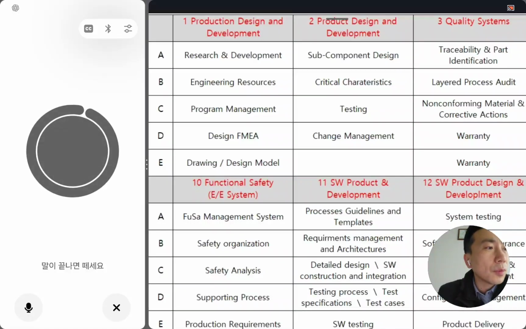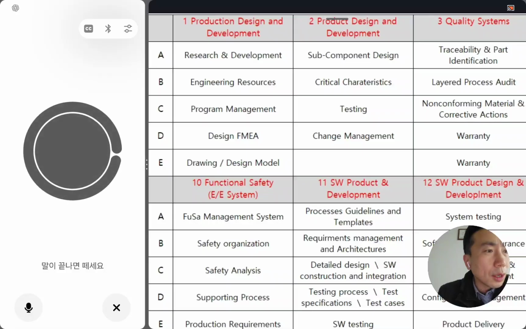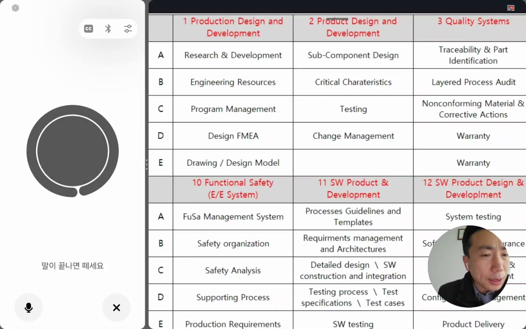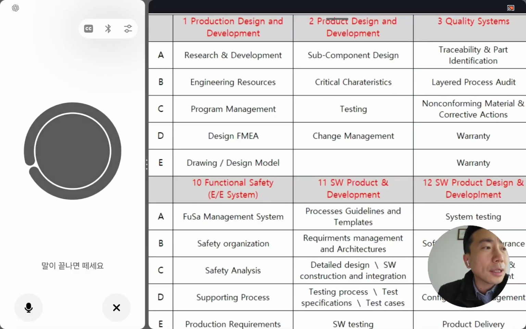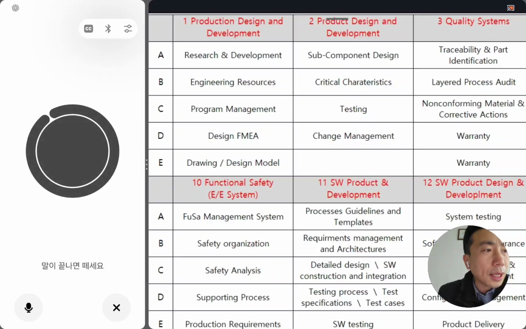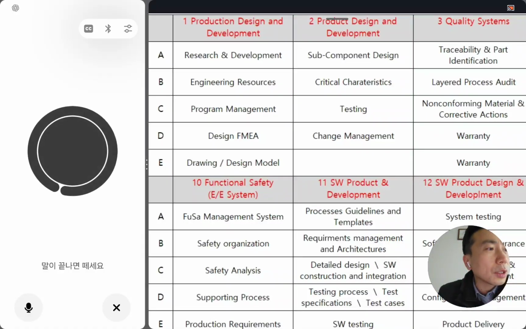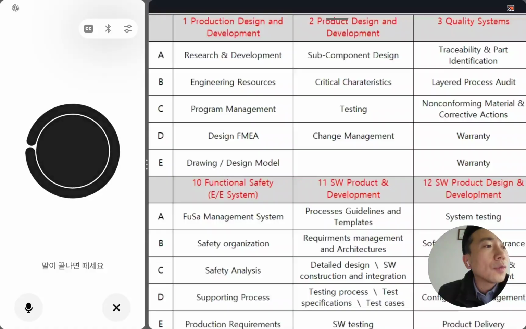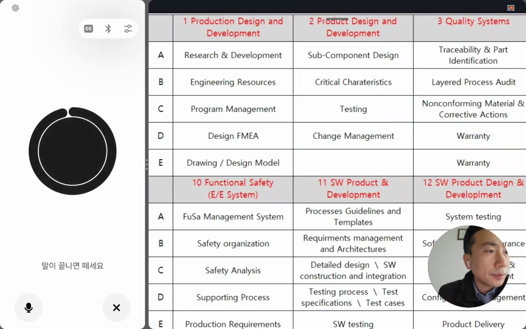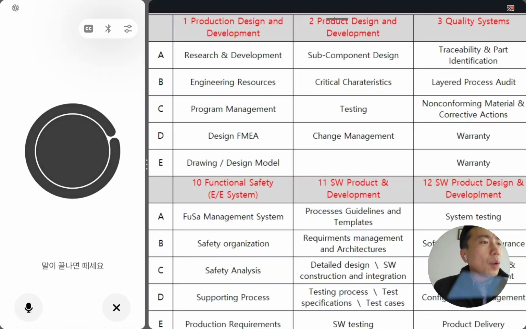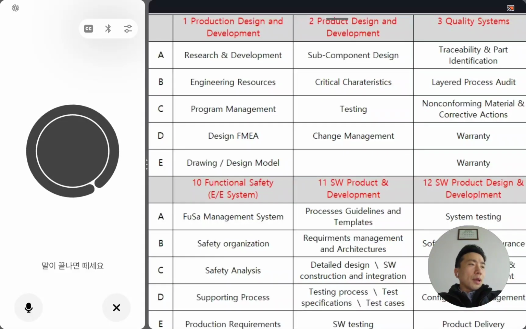Number three, who is responsible for identifying and approving critical characteristics during the design phase? Number four, at what stage of product development are critical characteristics defined and finalized?